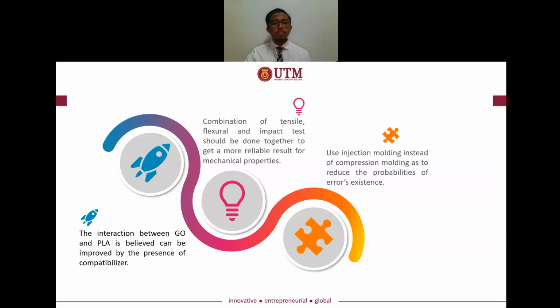Recommendation: for the interaction between graphene oxide and PLA, we might need a compatibilizer for better interaction, and for the mechanical test, we believe that a combination of tensile, flexural, and impact tests should be done together for more reliable results of mechanical properties. And last, we should use injection molding instead of compression molding, because in compression molding, errors can happen easily.